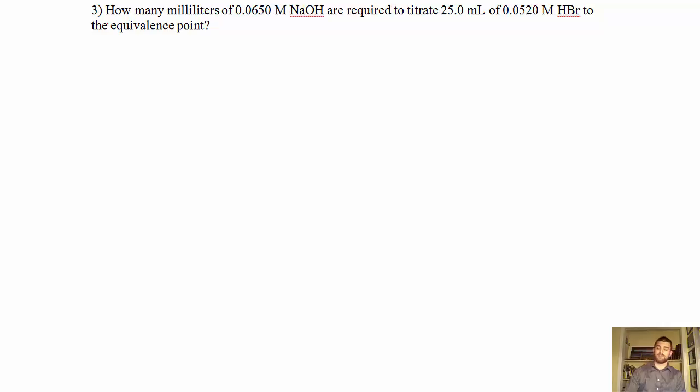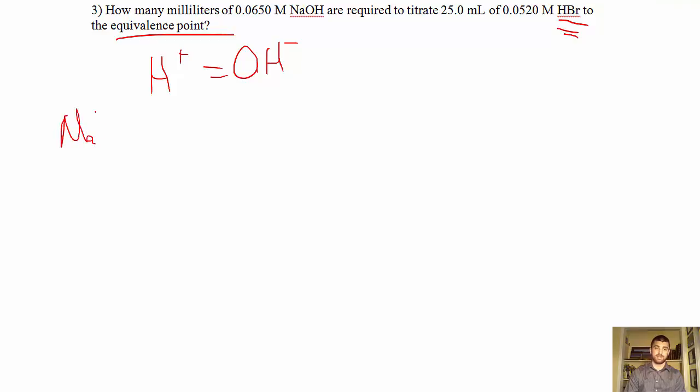3. How many milliliters of 0.0650 molar NaOH are required to titrate 25 milliliters of 0.0520 molar HBr to the equivalence point? So the equivalence point is where the H plus equals the OH minus. So where does the H plus come from? It comes from the HBr. All right, well, if we want to know how many H plus we have, we have to figure out how many moles of HBr we have. So that would simply be the molarity of that acid times the volume of that acid, right? And we get one H from each HBr, so piece of cake.